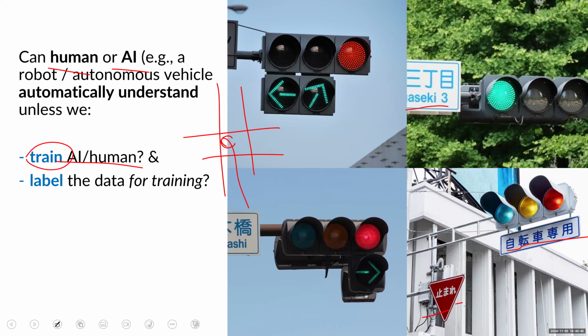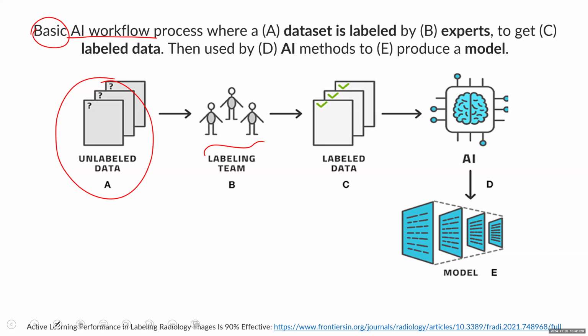Level the data for training. So that's another point: we need to level them, we need to train, whether human or AI. So let's see a basic AI workflow process where a data set is leveled. This is unleveled raw data. There are experts or non-experts, sometimes for cheap work or something. We engage average people without any expertise to do the work, and they level.